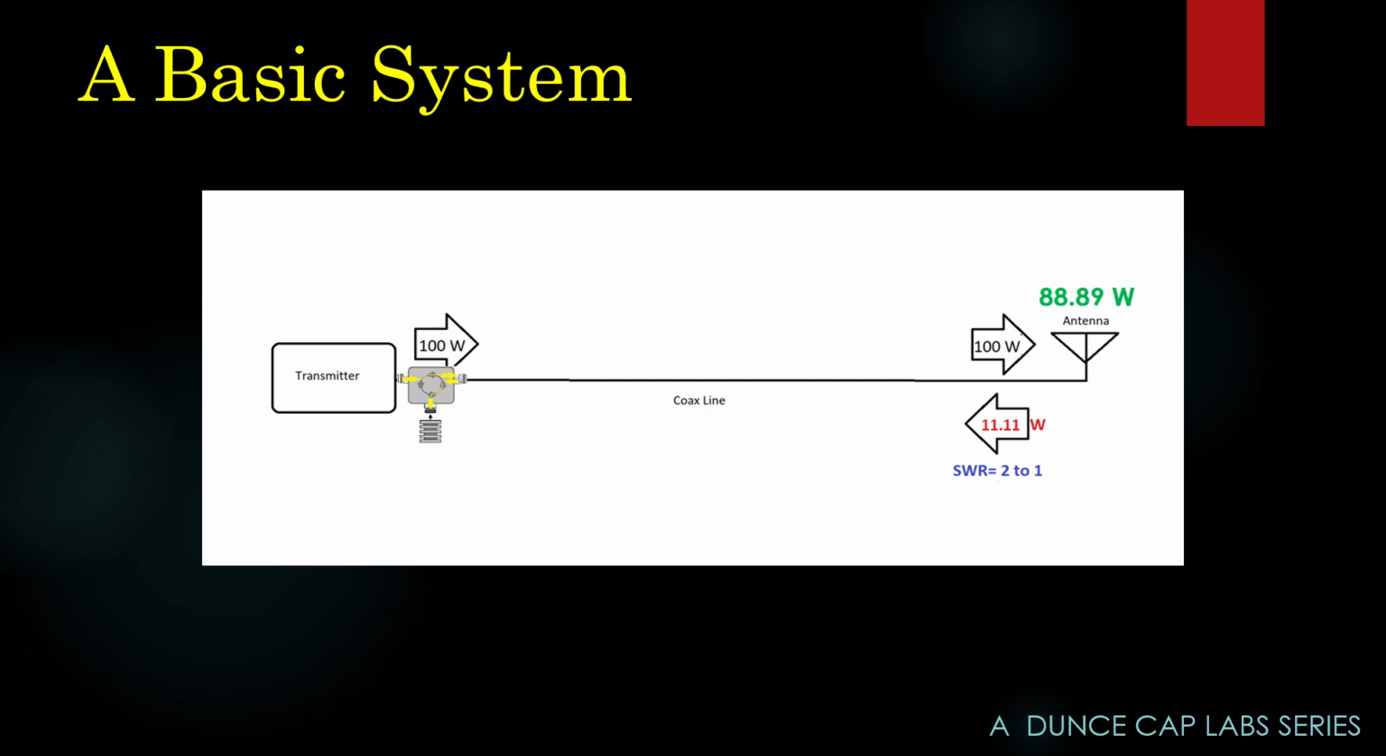We now know that our system is delivering 88.89 watts to the antenna. So our system is 88.89% efficient in delivering power to the antenna. Because we don't know the radiation efficiency of the antenna, we don't know our overall efficiency. But we do know that we are doing an 88.89% job of getting the antenna to take power.